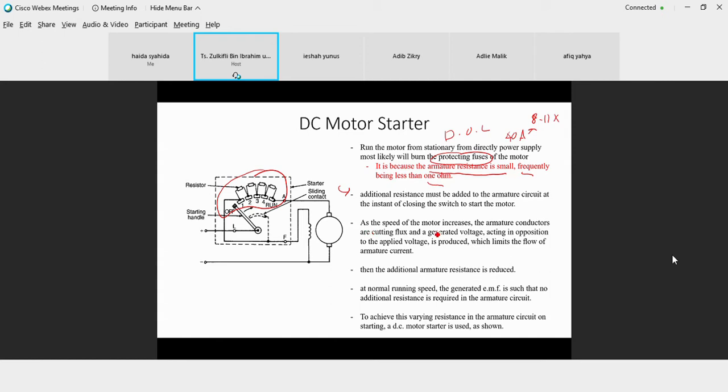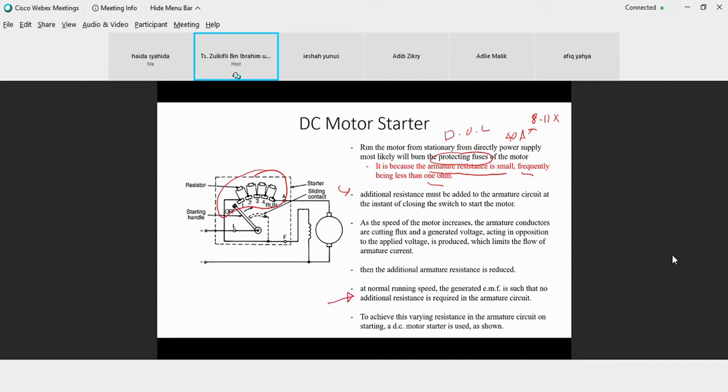As the speed of the motor increases, the armature conductors are cutting flux and generate voltage, acting in opposition to the applied voltage, which limits the flow of the armature current. Okay, then the additional armature resistance is reduced. At normal running speed, the generated EMF is such that no additional resistance is required in the armature circuit. So this one kita kena reduce lah.